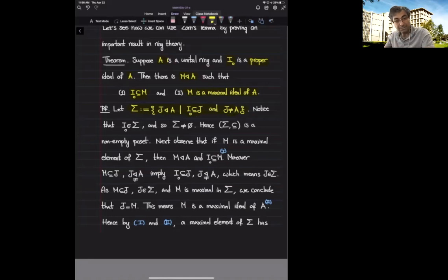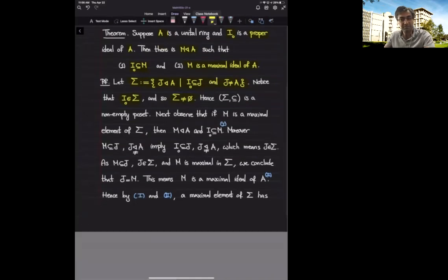Why is that non-empty? Because I naught belongs to this set. I naught is a proper ideal, so it's not equal to the entire ring, and it does contain I naught. So I naught does belong to this poset, and therefore it's a non-empty set. So far so good. Now I want to show that sigma with inclusion has a maximal element.